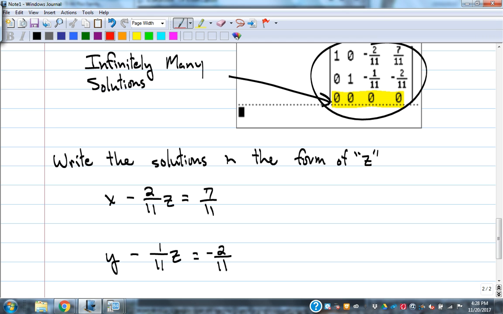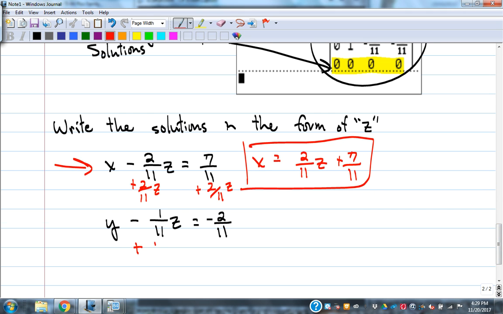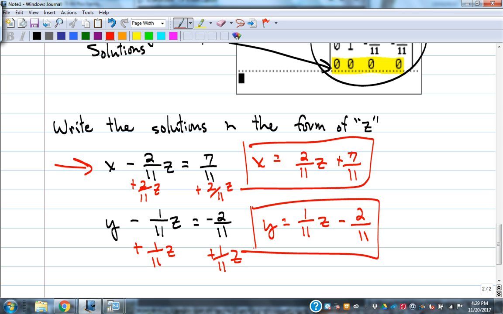These are pretty easy to get into z form, because to get x by itself on this first equation, all I have to do is add 2/11 z to both sides. That gives me x equals 2/11 z plus 7/11. And on this second one, to get y by itself, I just add 1/11 z to both sides. And there I've got y by itself.